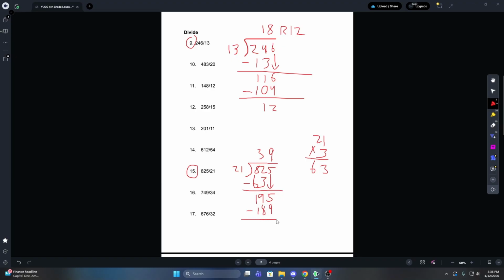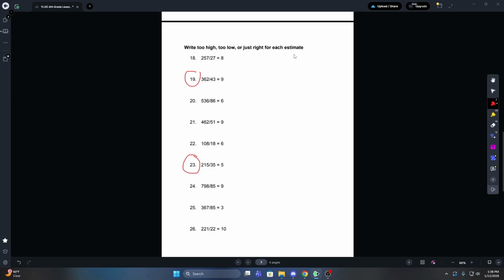And you do this subtraction, and you're going to be left with, let's see, 6. And that's going to be your remainder. Write too high, too low, or just right for each estimate. Now here, they're trying to tell you to find a real answer and see if this estimate right here is too high or too low compared to the answer.